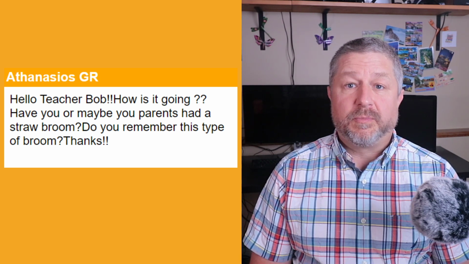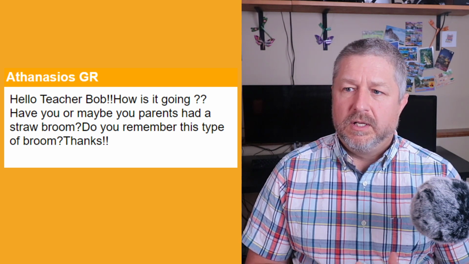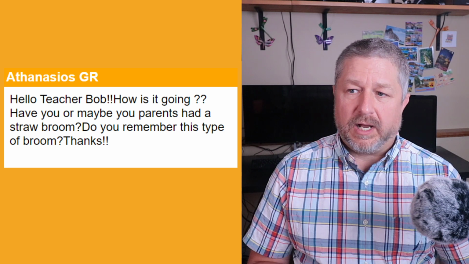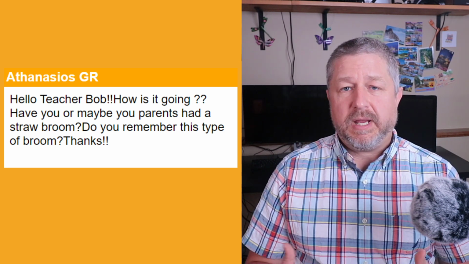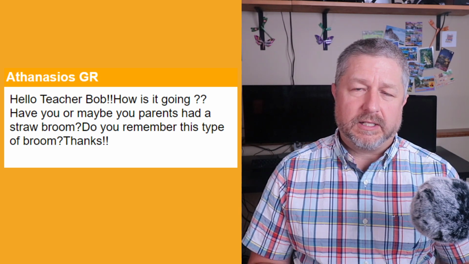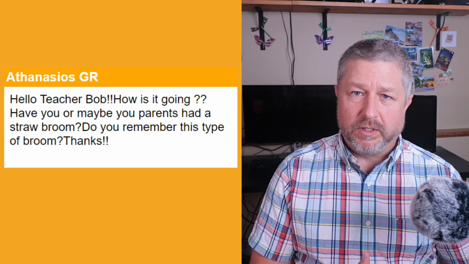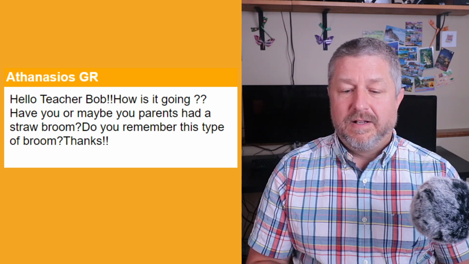Next question. Athanasio says, hello, Teacher Bob. How is it going? Have you or maybe your parents had a straw broom? Do you remember this type of broom? Thanks. Yes. So we might call it a corn broom. But yes, we do have a broom out in the garage. In North America, it's more likely to be made out of something called broom corn. There's a special kind of corn. We actually grow it to put in bouquets that you can use to make a broom. So yes, we definitely have a broom like that.